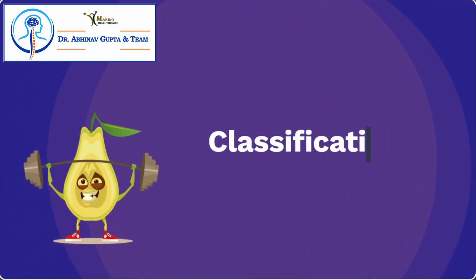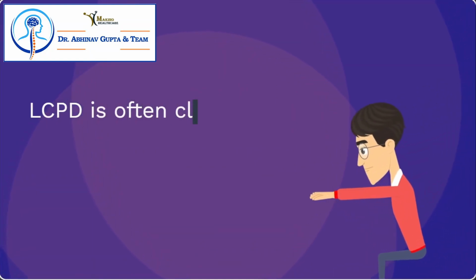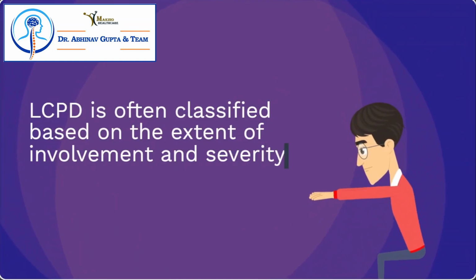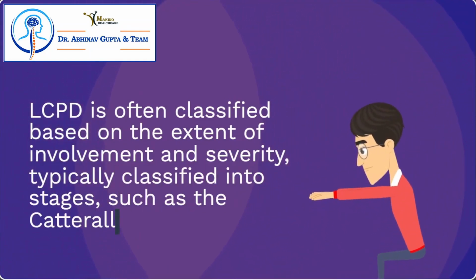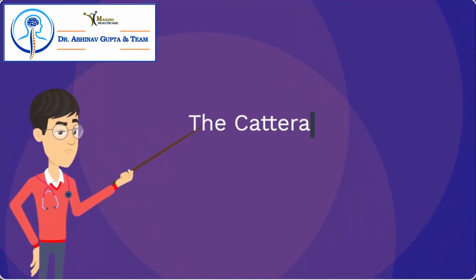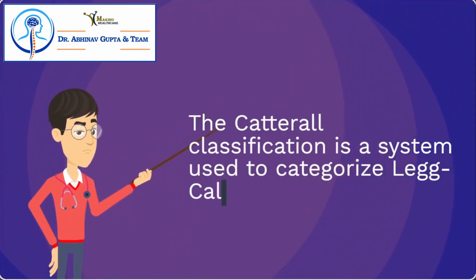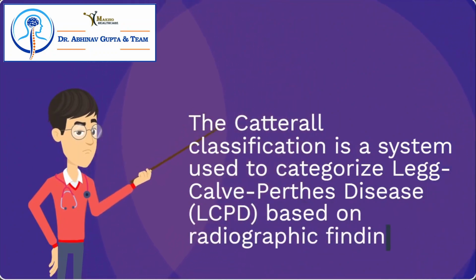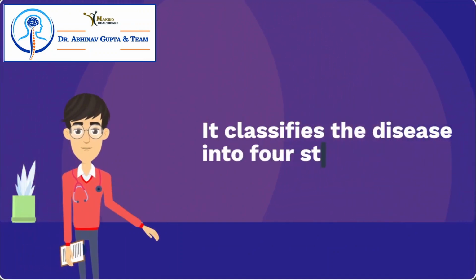Classification. LCPD is often classified based on the extent of involvement and severity, typically classified into stages, such as the Catterall classification, I to IV. The Catterall classification is a system used to categorize Legg-Calve-Perthes disease, LCPD, based on radiographic findings. It classifies the disease into 4 stages.